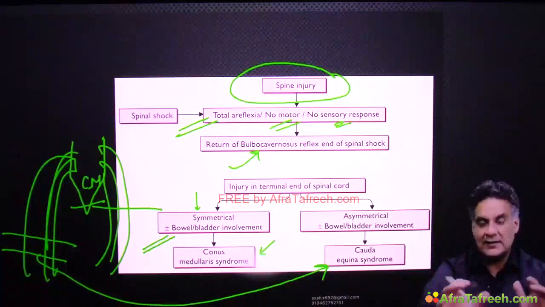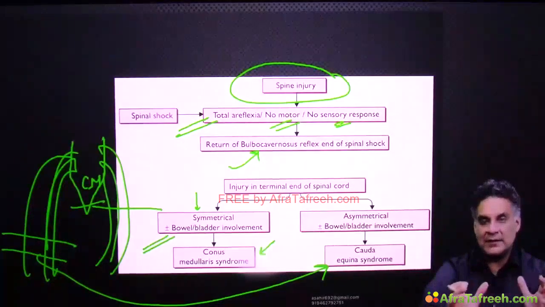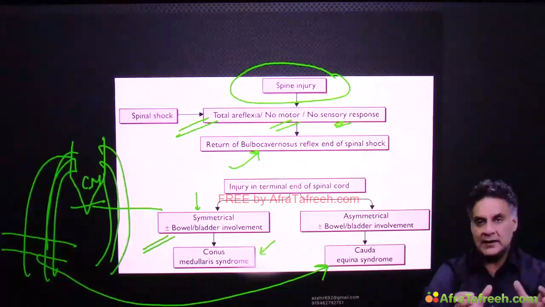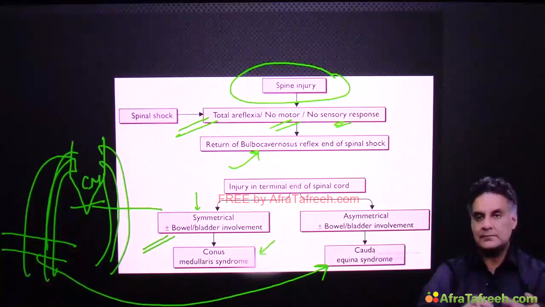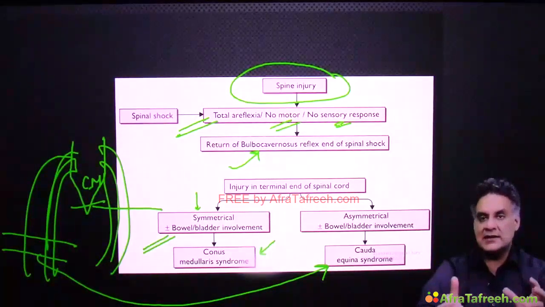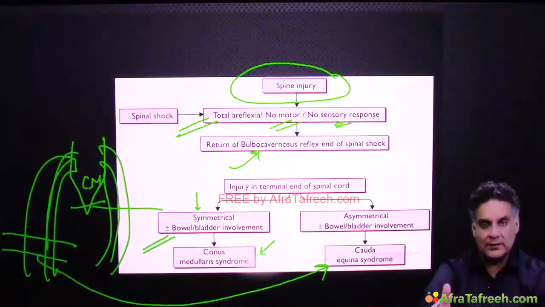Saddle anesthesia is the area around the perineum, around the perianal area, which comes in contact when you sit on the saddle of a horse. It is classically seen in conus medullaris, can also be seen in cauda equina syndrome.